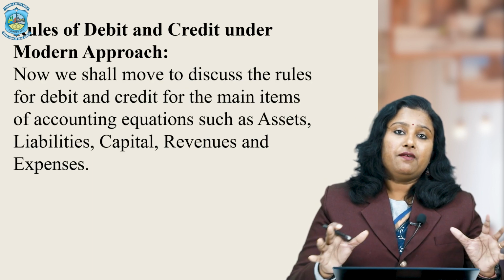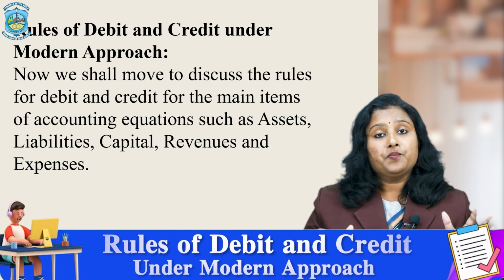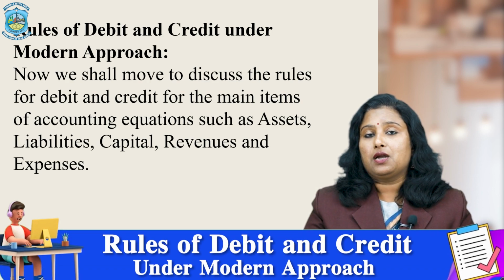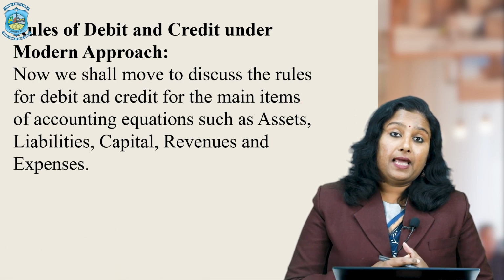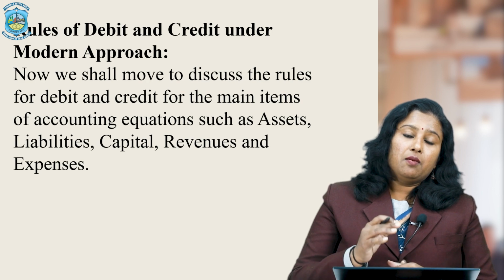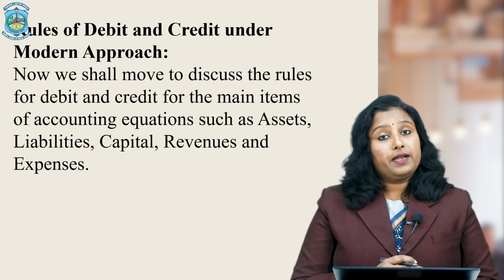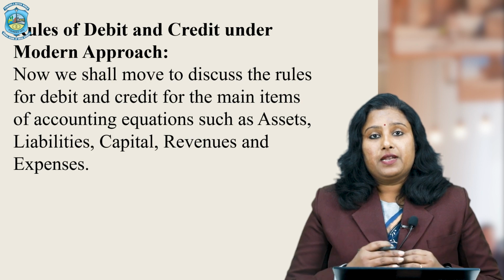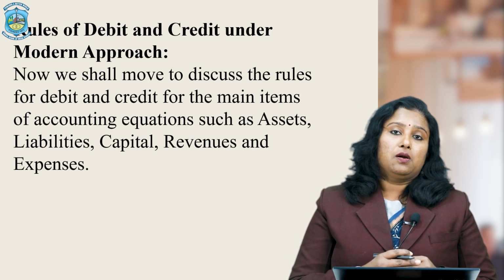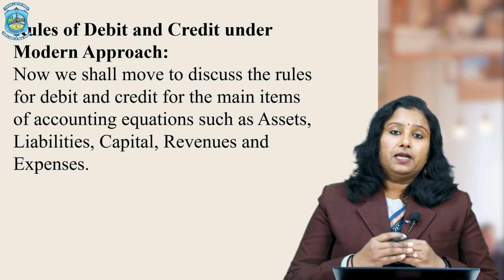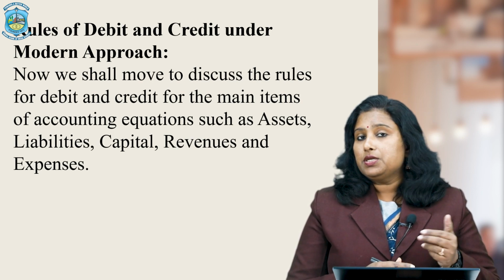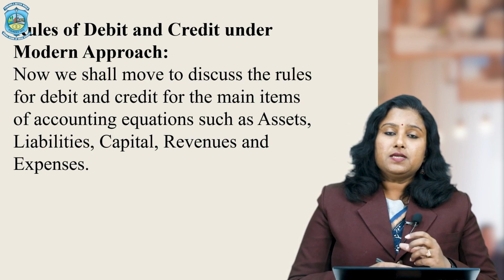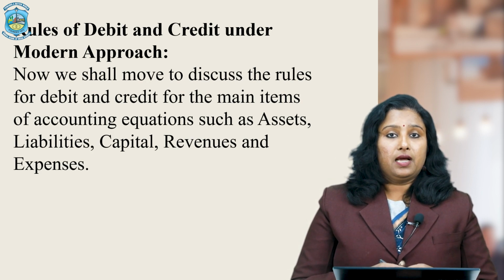Now, all of you must have understood how the 5 categories of accounts are to be understood and which items are to be categorized under these particular heads. Now, how to apply the rule for debit and credit under the modern approach? First thing is to identify, in a particular financial transaction, how many accounts are getting affected. In a particular financial transaction, at least 2 accounts will be affected, or more than 2 accounts may also get affected. So, the first thing is we need to identify the names of the accounts.